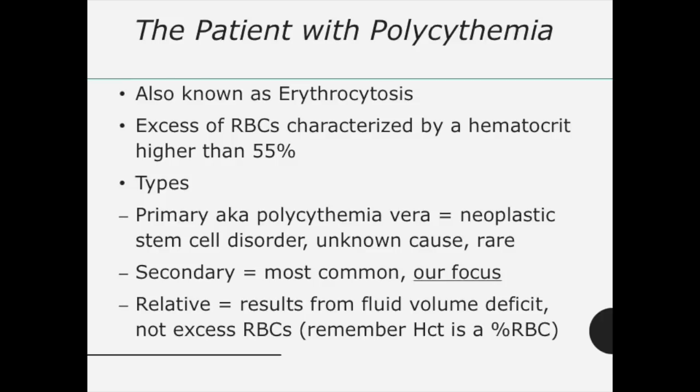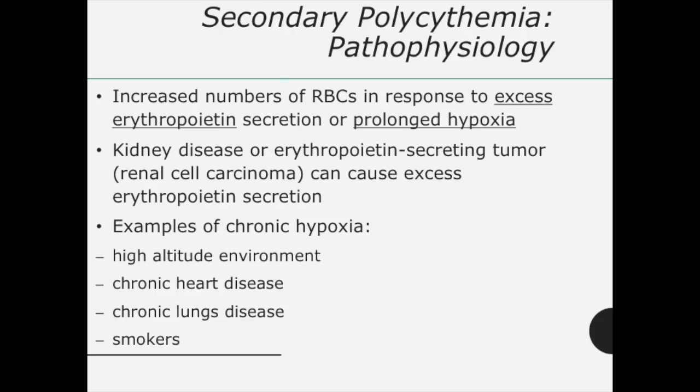Polycythemia is an excess of your red blood cells that are characterized by a hematocrit of higher than 55%. So, like I said, there are different types, but we're just going to focus on secondary. So, with secondary polycythemia, we have an increase in our number of red blood cells, and this happens in response to either excess erythropoietin secretion or prolonged hypoxia.